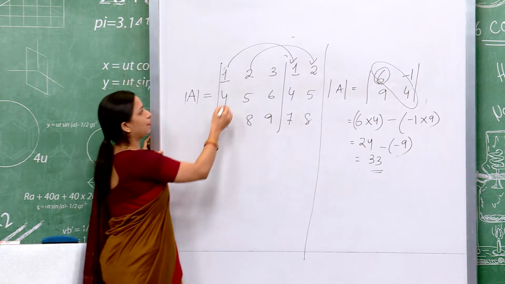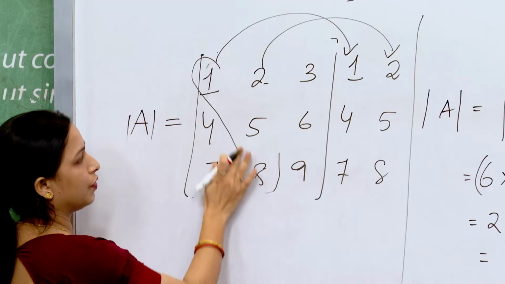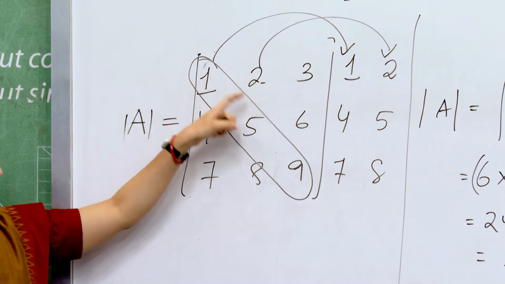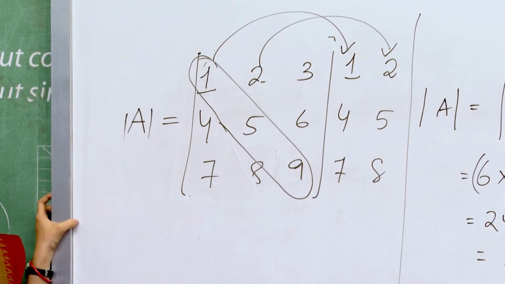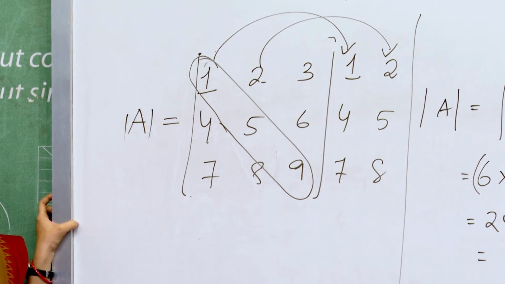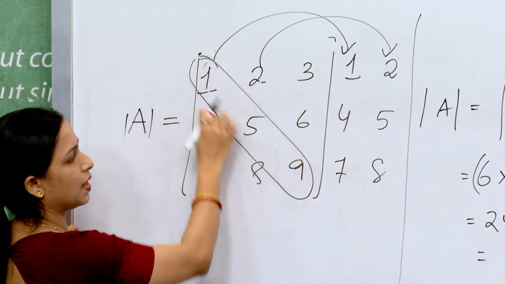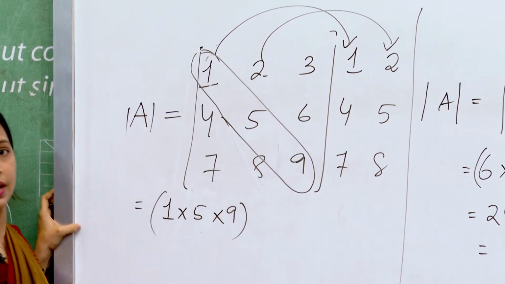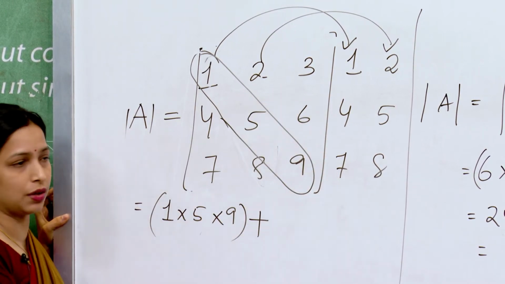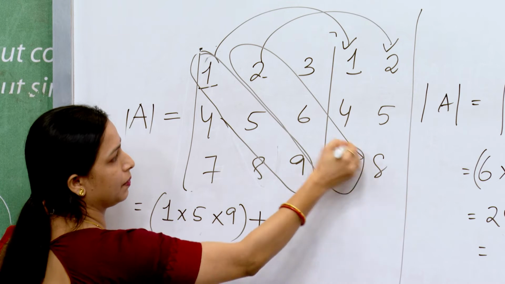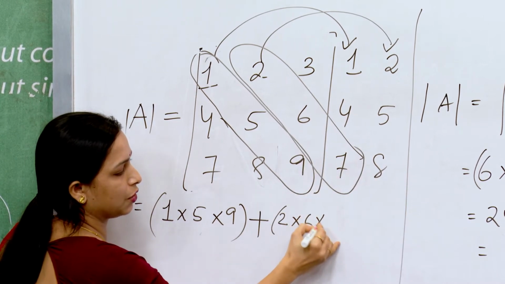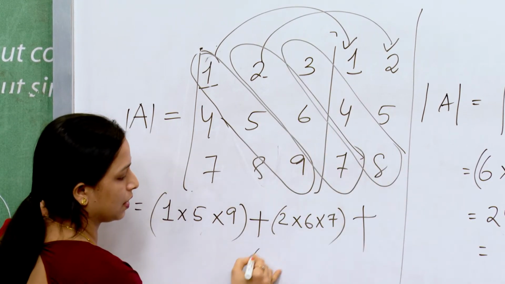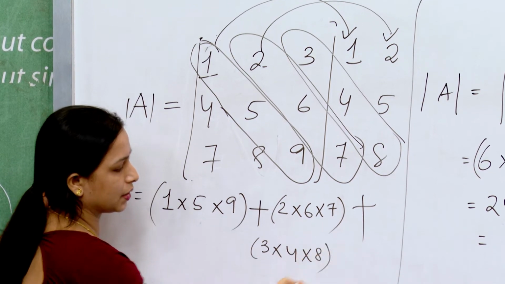The next step is you have to find the product of the diagonal elements, right? Going downwards, starting from the top, going downwards. And you have to find the diagonal product of all the parallel diagonals lying parallel to each other. So this is the first diagonal. Let's take 1 into 5 into 9. Then add it to the next parallel diagonal. So that is 2 into 6 into 7, then add it to the next parallel diagonal, that is 3 into 4 into 8, right?